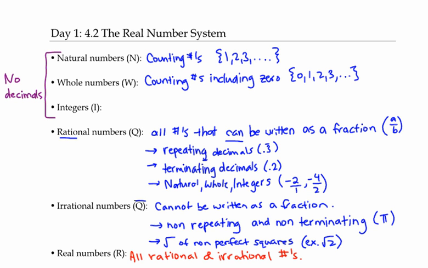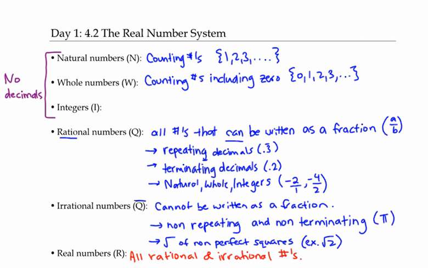So, like 2 would be a whole number. It's a counting number, right? It also would include 0 in the set. So starting at 0, 0 is a whole. It's not a natural number, but it is a whole number. 1 is a natural and a whole number. It's also rational. Okay, so what are integers?